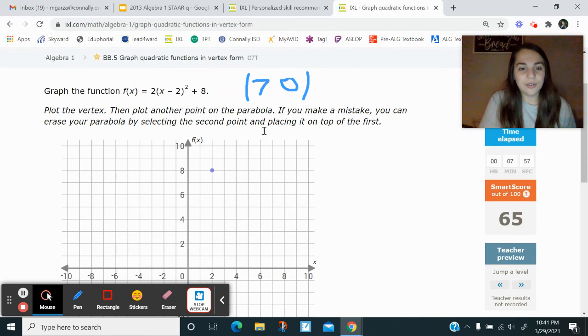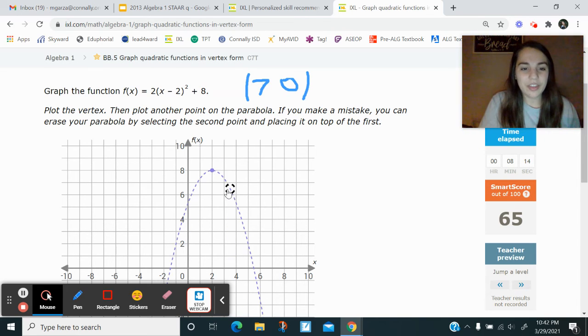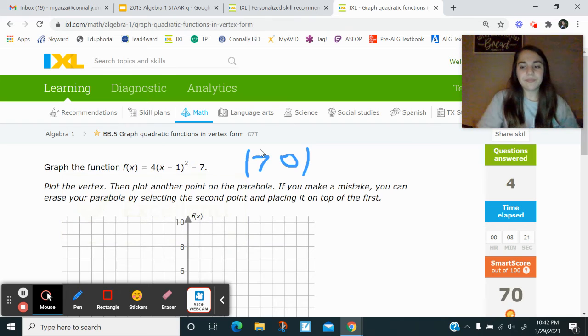And then I start to try to see what's next. So let's go over to the 3. If I put a 3 right here, it would be 3 minus 2, which is 1. 1 squared is 1. 2 times 1 is 2, and 2 plus 8 is 10. So for the 3, I would go up to the 10, 3, 10. That is a point on the graph. Press enter. Got it. All right, so it keeps going. If you have a calculator, do it in the calculator. Don't try to do it in your head.